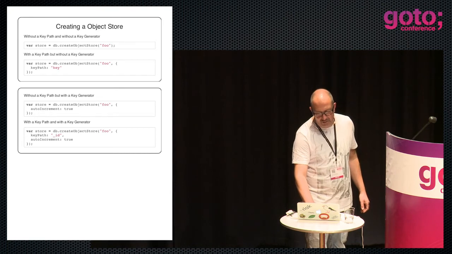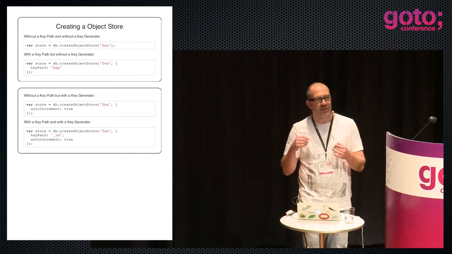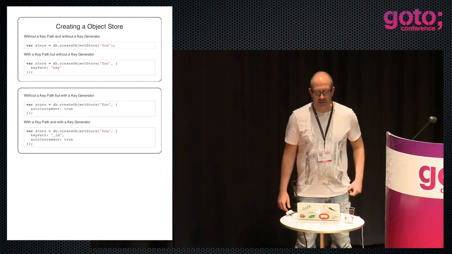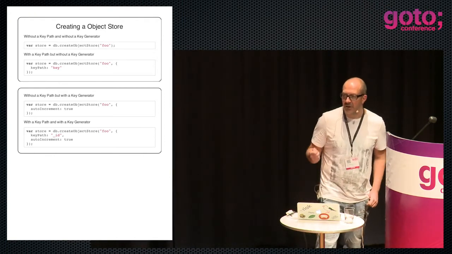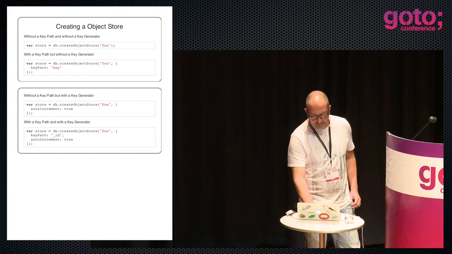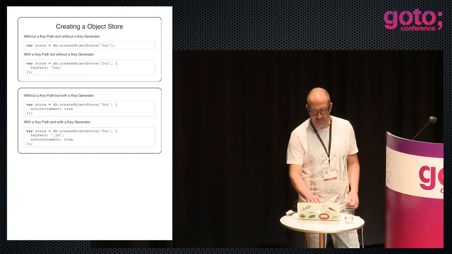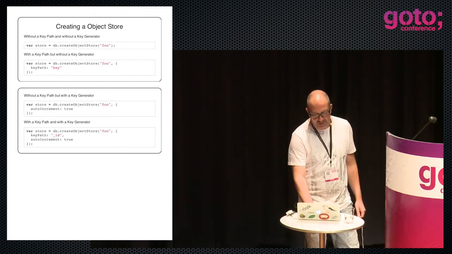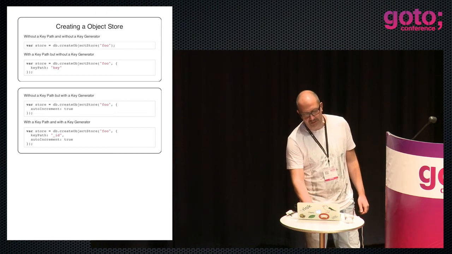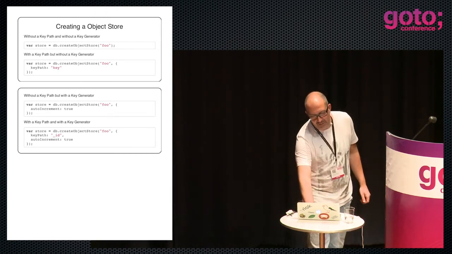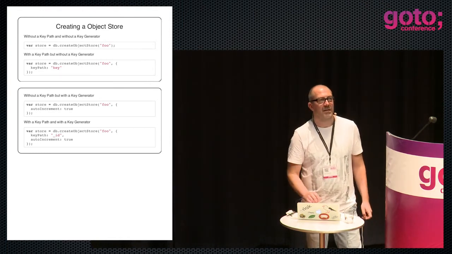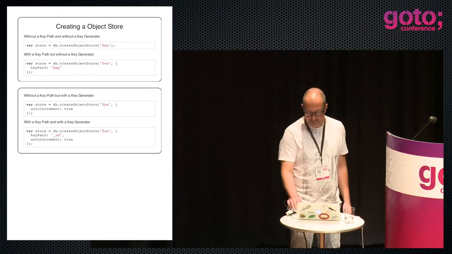If we give autoIncrement true, then we have an automatic feature that gives keys to our objects. It's like a sequence where we draw numbers from. And if we give both a key path and autoIncrement true, then we'll automatically make keys, and the key will be stored in the key path property.